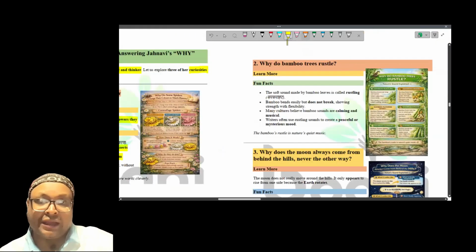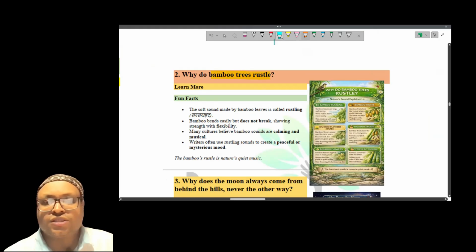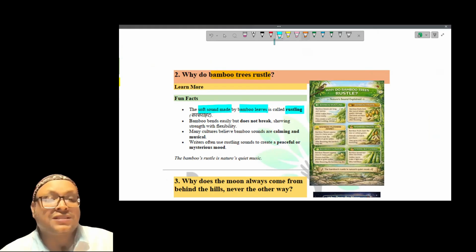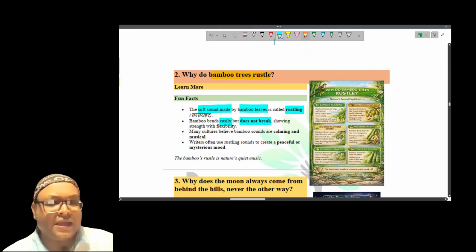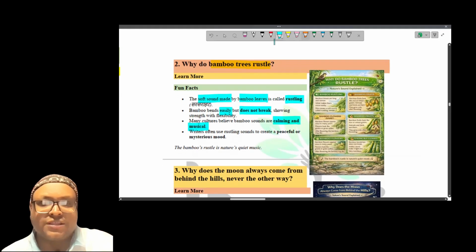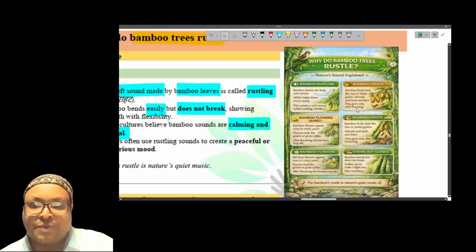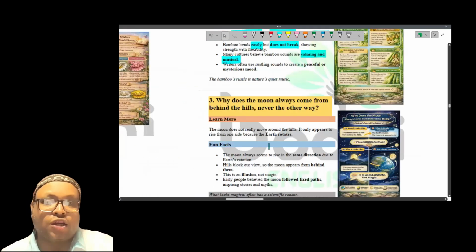Look at the next question that Jahnavi had. Why do bamboo trees rustle? First, you need to understand the sound word rustle. Rustle means a soft sound made by bamboo leaves. It's called a rustling sound, right? Actually, bamboos bend easily, but they do not break. And sometimes they make certain noises, and those are calming and musical sometimes. So she wanted to know why bamboos make this kind of noise. I have brought here some bamboo facts, bamboo fruits, bamboo rustling, bamboo flowers. Some very interesting info in the image you will get where you get our content.